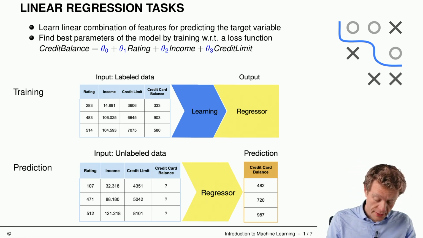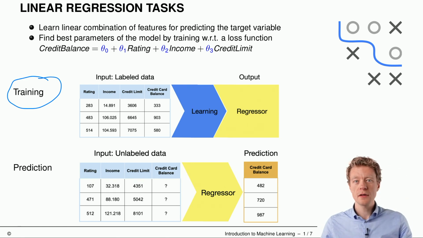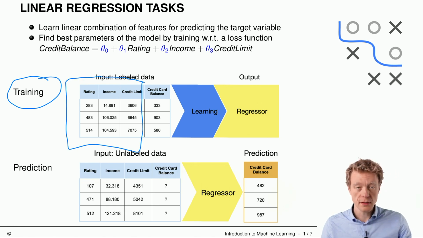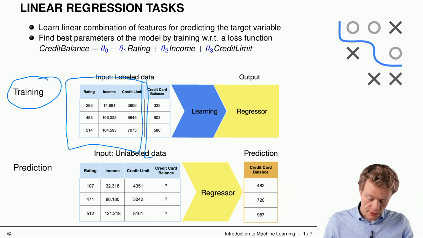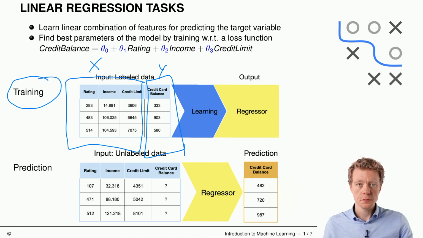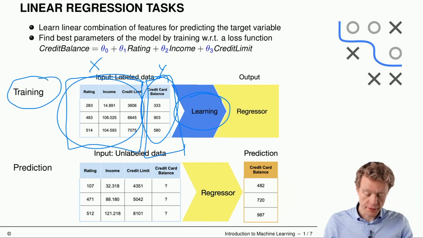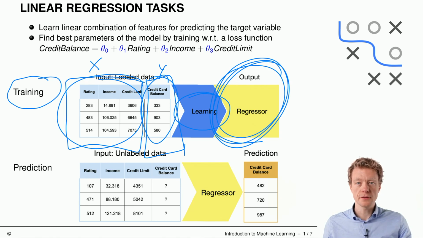Let's start with an example here. As before with the example of cats and dogs, we have as input a labeled training data set, which consists of features, in this case rating, income and credit limit, and a target y, which is the credit balance in that case. So what the regressor does is it tries to learn the connection between the features and the target variable, and the output of the learning process is exactly the regressor. Okay, so the learner learns the regressor in the end.